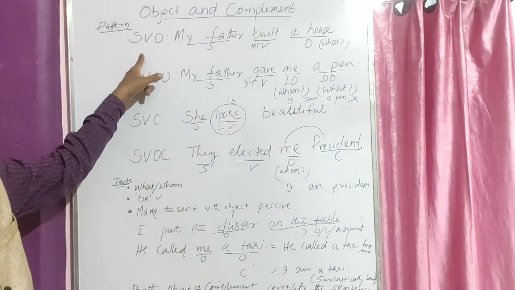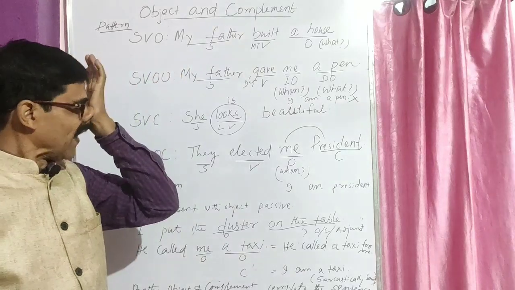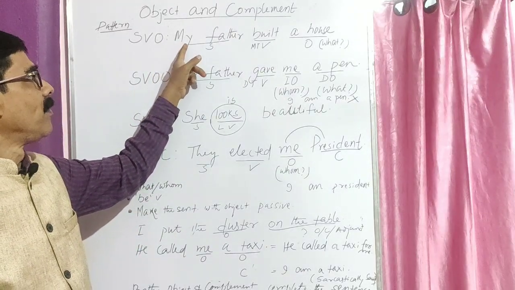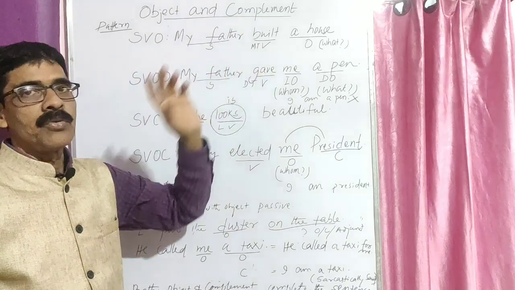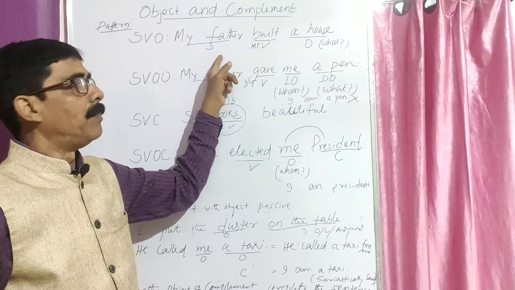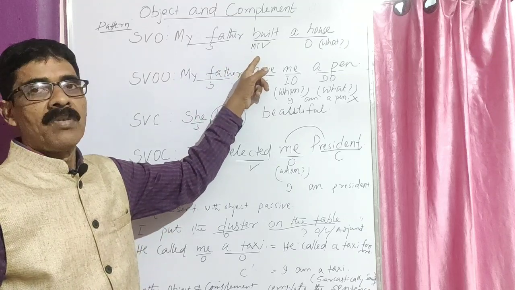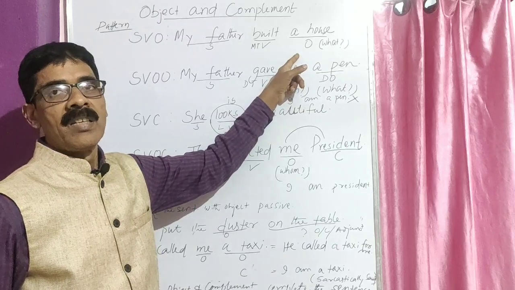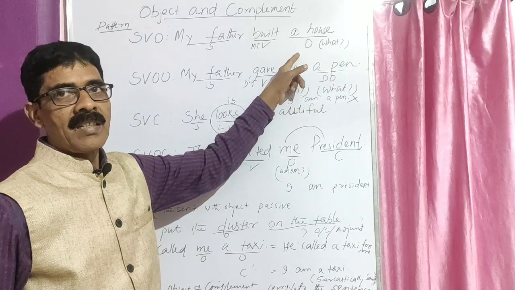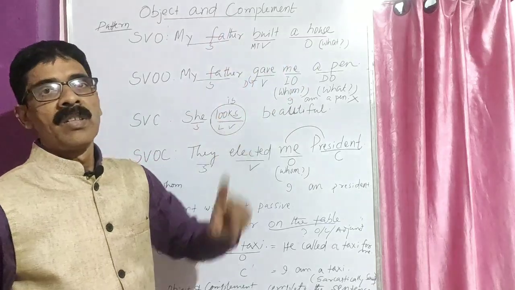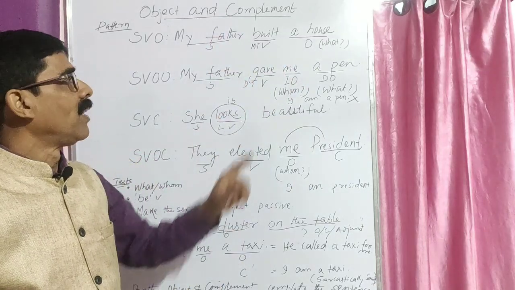SVO. In this pattern, let's take this sentence as an example. My father built a house. Here my father is the subject, built is the verb, and a house is an object. But how can we know that a house is an object?